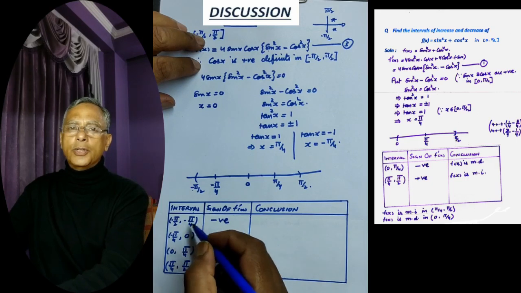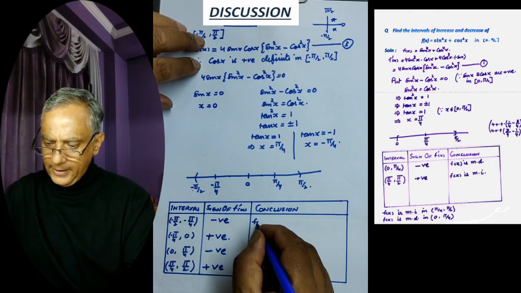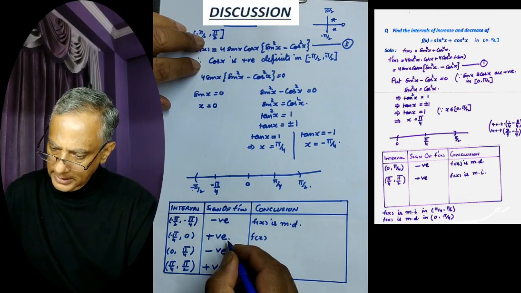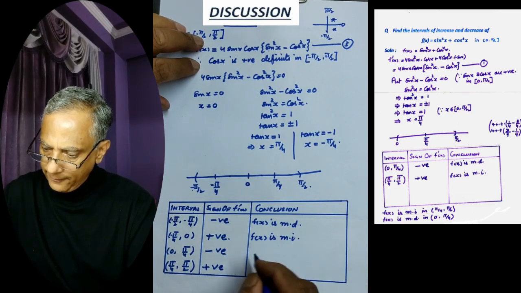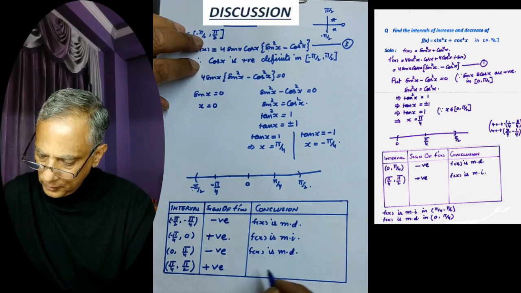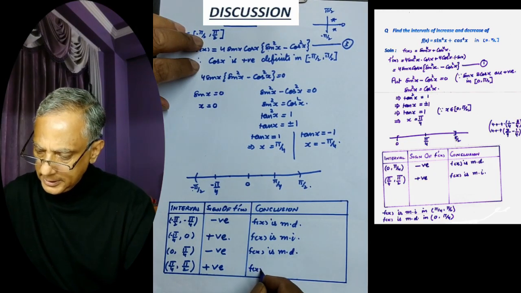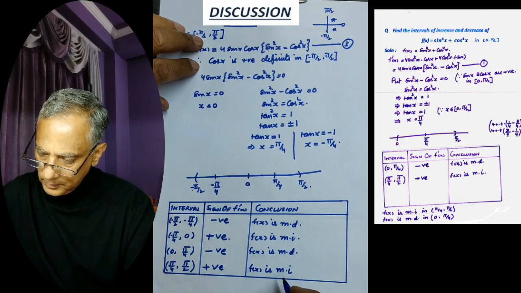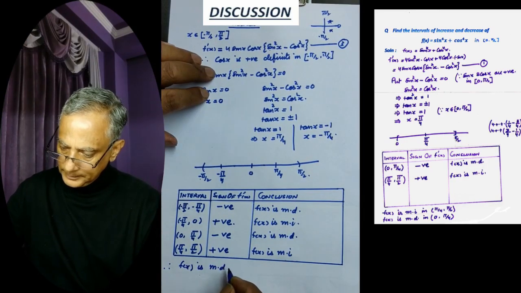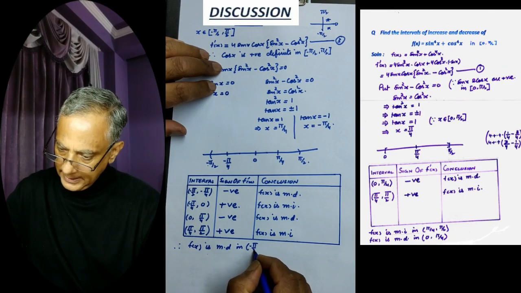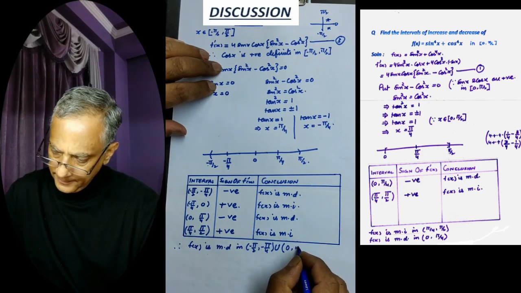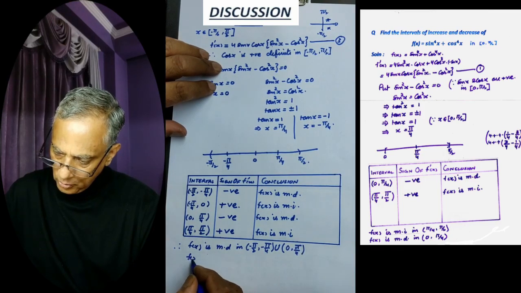Now we draw out the conclusion. Now in this interval, f dash x is negative. Therefore, fx is monotonically decreasing. In this interval, fx is positive. Therefore, fx is monotonically increasing. In this interval, it is negative. So fx is monotonically decreasing. In this it is positive, therefore fx is monotonically increasing. Therefore fx is monotonically decreasing in minus pi by 2 to minus pi by 4 union 0 to pi by 4.